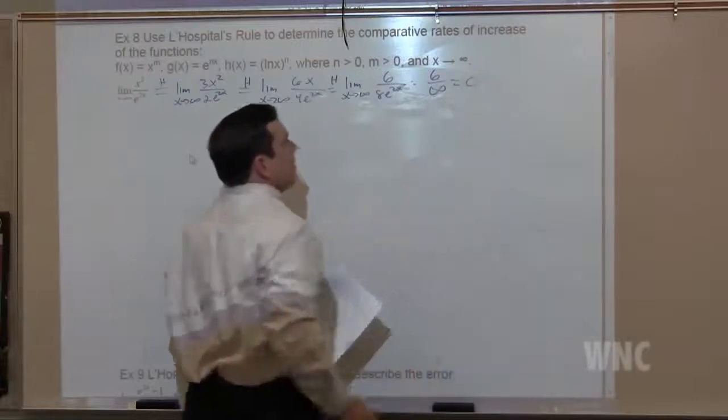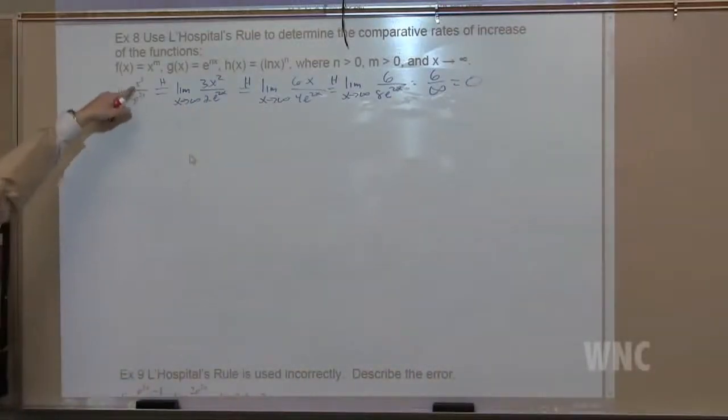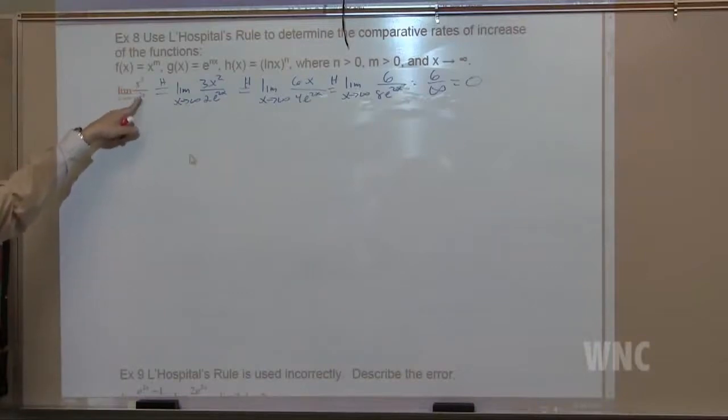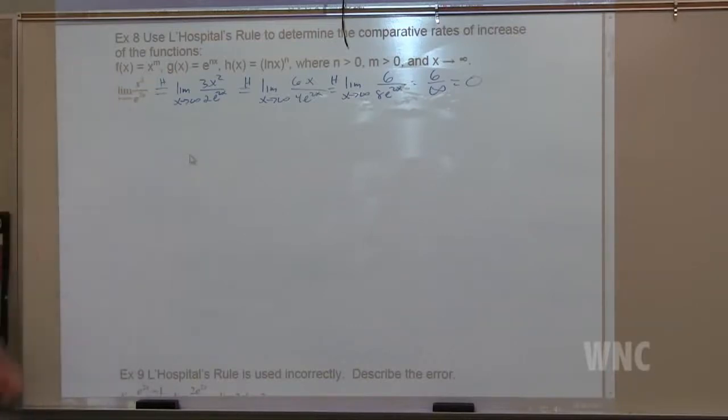That's a 0. So what this is saying is that e to the 2x grows faster than x to the third power. In fact, e to any power, an exponential, I say, with a variable in the power, is going to grow faster than x to any power, as long as m is a real number.